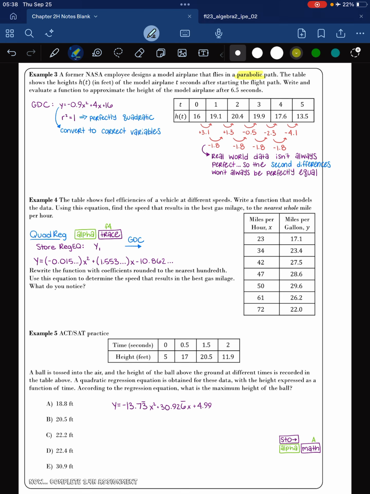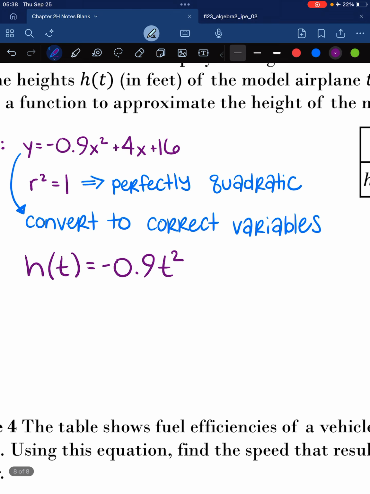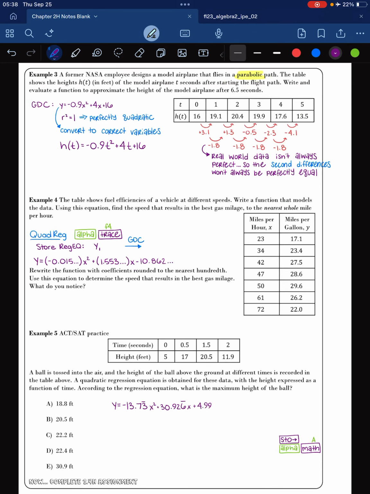Okay, so this table shows the height after t seconds. I typed it in my graphing calculator. I created a quadratic regression, and it uses the wrong variables in my calculator. So I just want to go back through and rewrite this using h and t. So h of t equals negative 0.9 t squared, right? Because t stands for time. So it just gives us a little more context and helps this equation make a little more sense when we're using it.